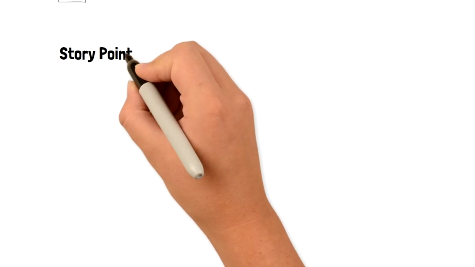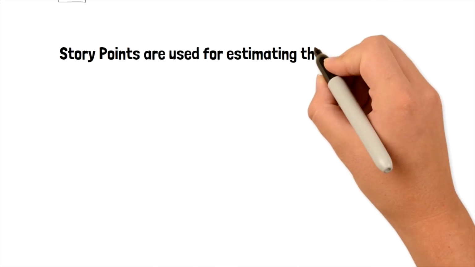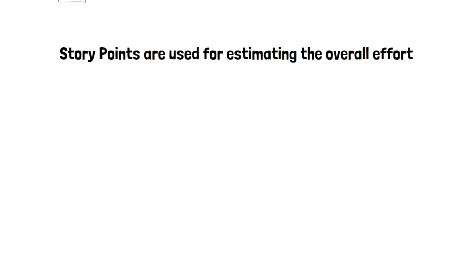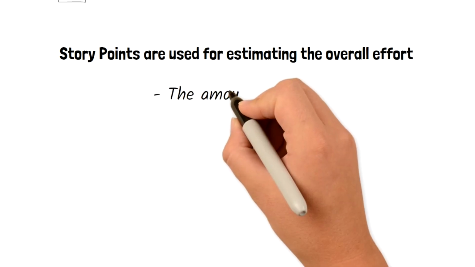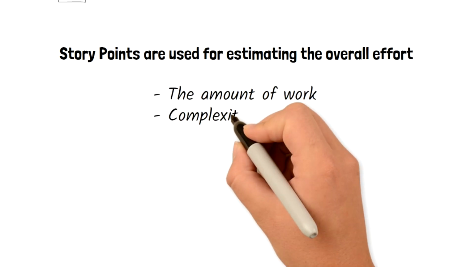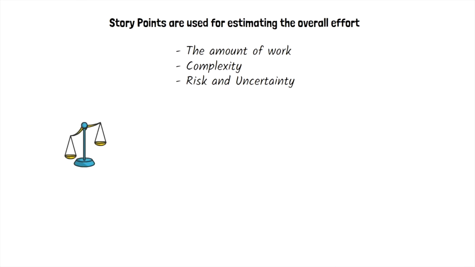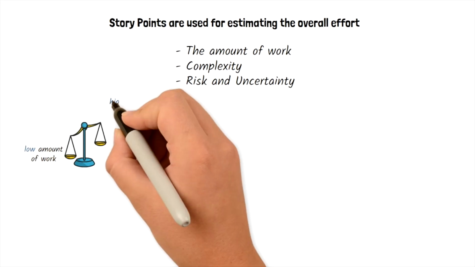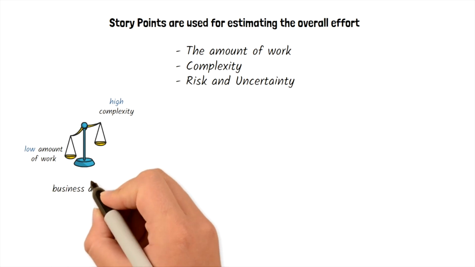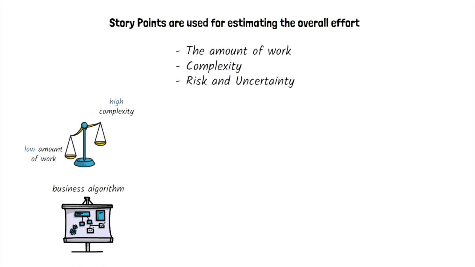In Agile, story points are used for estimating the overall effort that is required for work to be fully complete. The team needs to include everything that goes into that effort. That could be the amount of work, the complexity of work, the risk, and uncertainty. An example of low amount of work but high complexity would be the development of a complex business algorithm. The end result might not be large, but the effort required to develop might be.